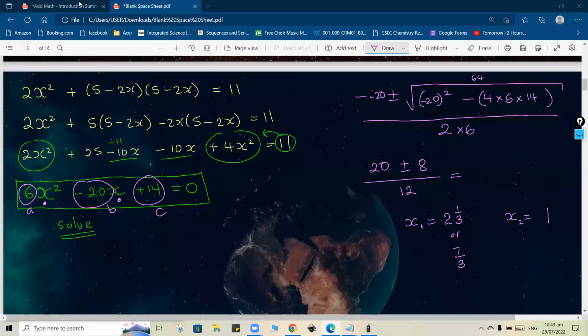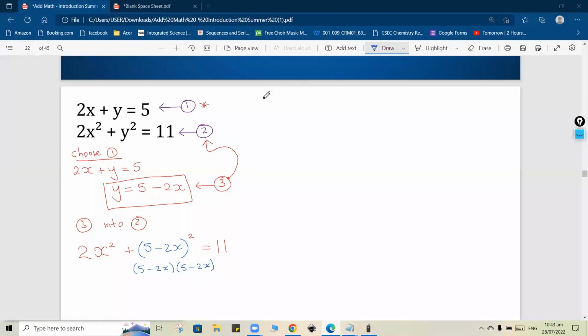So knowing the values of x, I'll just write it back here. So far, we got x to be 7/3, or 2 and 1/3. And the other value of x is 1.